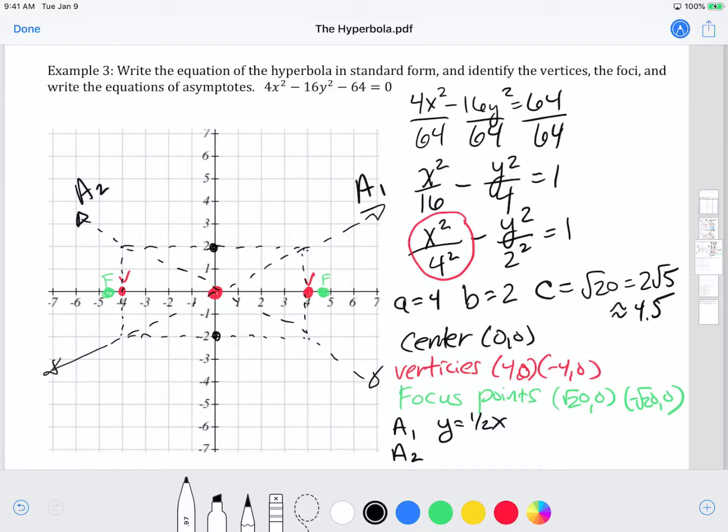So for my first asymptote, 1/2 x. For A2, my second asymptote, that has a slope that's negative 1/2, because I got to go down 2 and over 4, which is negative 1/2. So my other asymptote is going to be negative a half x. And my y-intercept for both of them is 0. I can write it in there if I want to, but I don't have to. And then I'm going to draw my hyperbola, and my asymptotes show me how wide this opens.